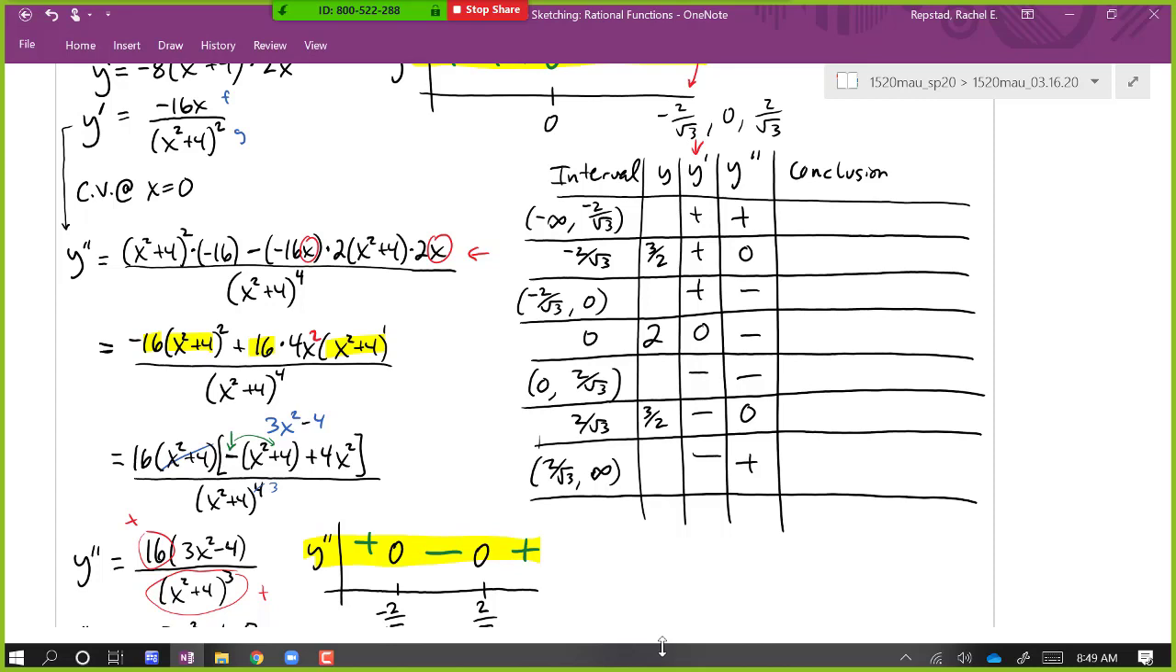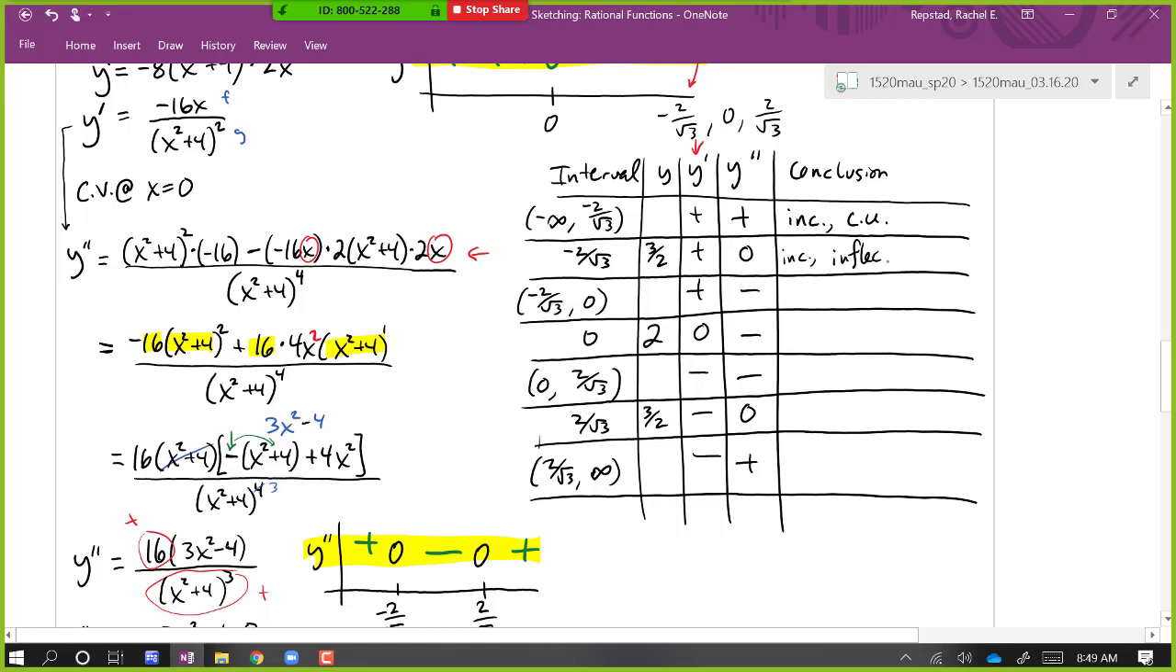Let's start at the top row, from negative infinity to negative 2 over root 3. What conclusions can we draw? Increasing. Great. What's happening at negative 2 over root 3? It's an inflection point, yeah.